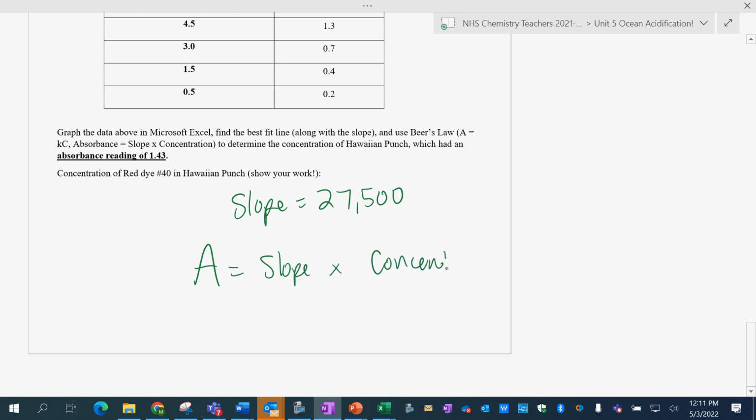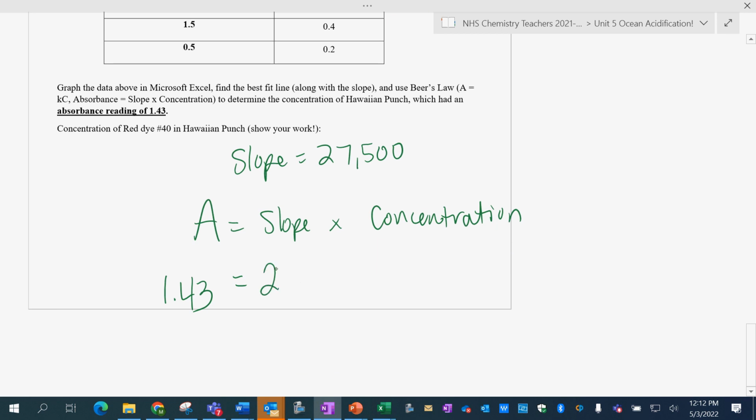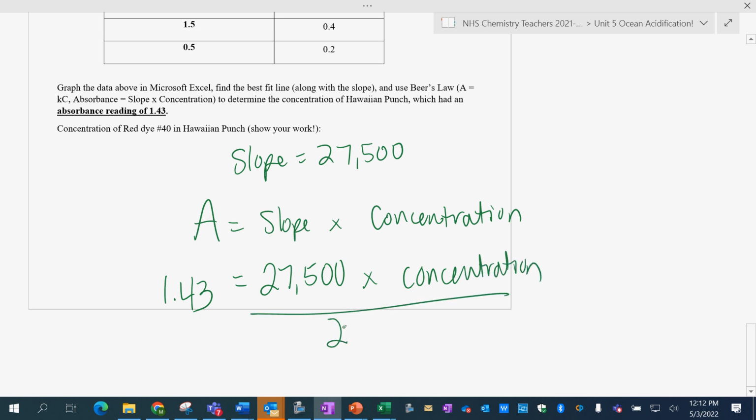We want to solve for an unknown. What if the absorbance was 1.43, which would be about right here? So I would predict it would be close to 0.00005. Slope is 27,500. And then times concentration. Divide both sides by 27,500 to get your final answer here.